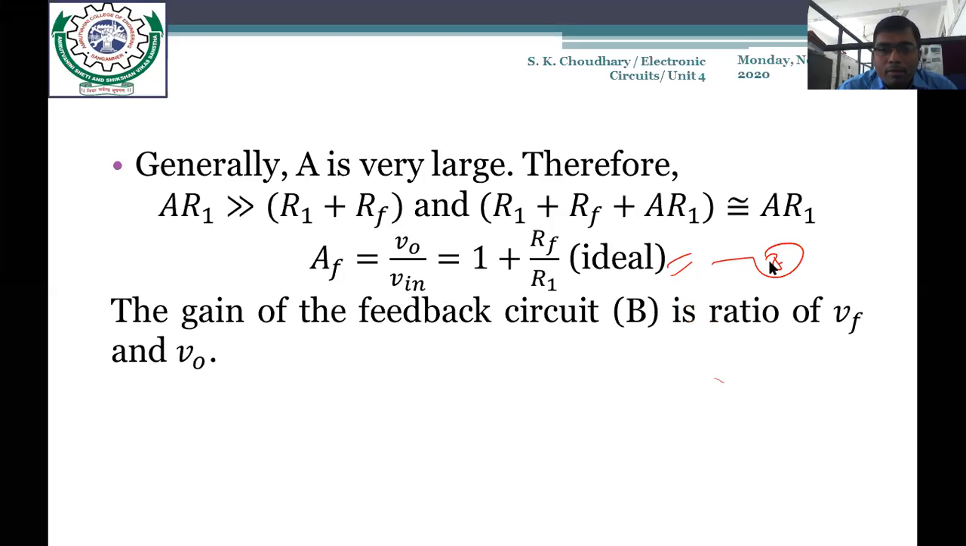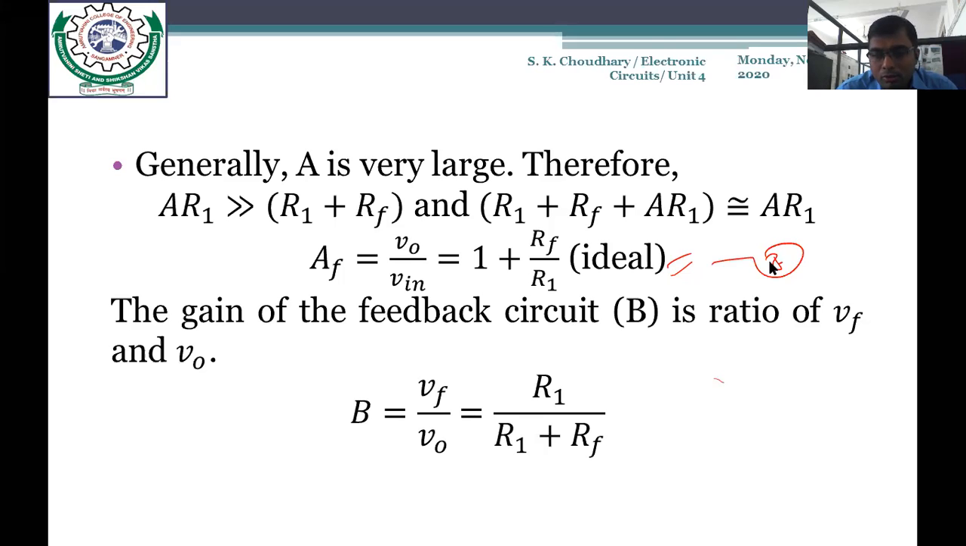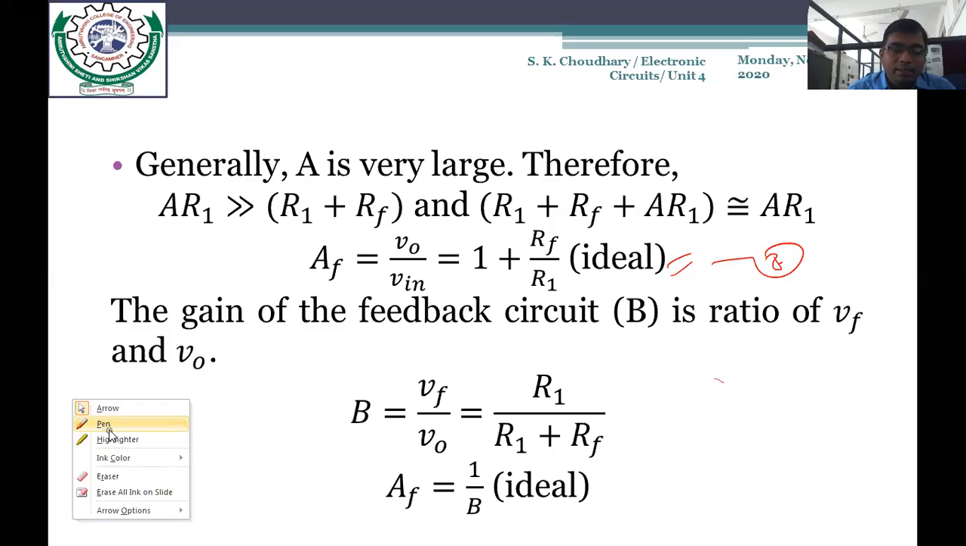Now we can see that we can also correlate this gain equation with the gain of the feedback circuit, that is B, and it is the ratio of Vf upon V naught. So when we calculate the feedback circuit gain B, that would become the inverted version of this AF, meaning R1 upon R1 plus RF. Okay, so it is a very important relationship we have got, that closed loop gain would now become equivalent to 1 upon B.